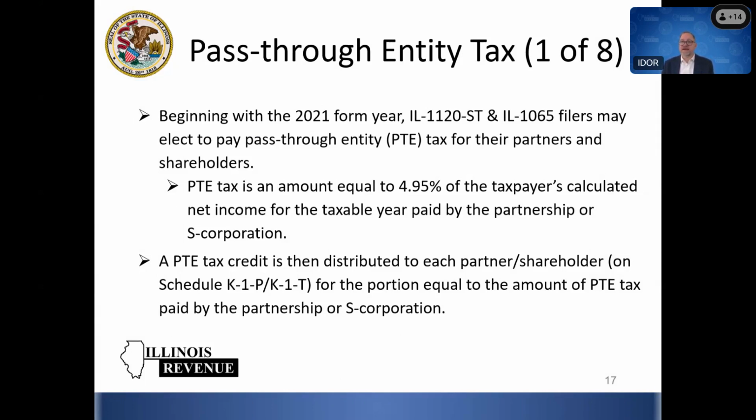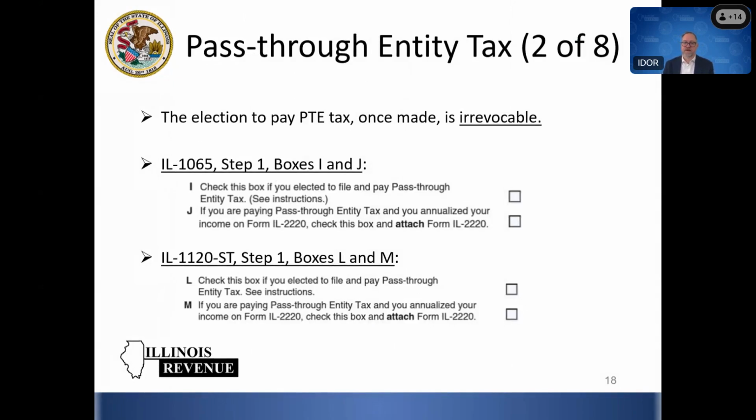Once reported and paid, a PTE tax credit is then distributed to each partner or shareholder on a Schedule K-1P for the portion of their share of the amount of PTE tax paid by the partnership or the S corporation. It should be noted that once a taxpayer makes the election to pay PTE tax, that election is irrevocable.